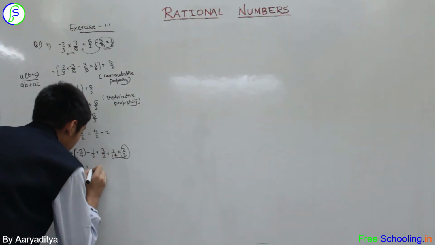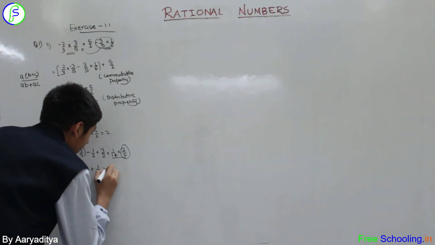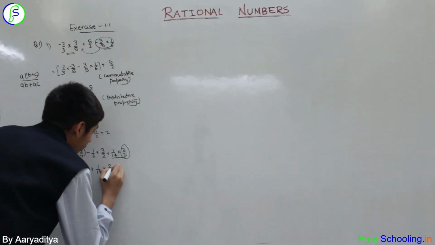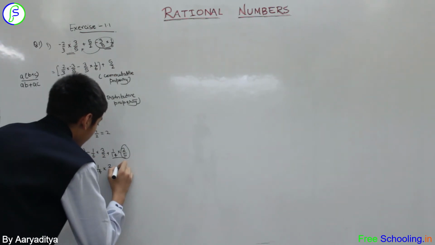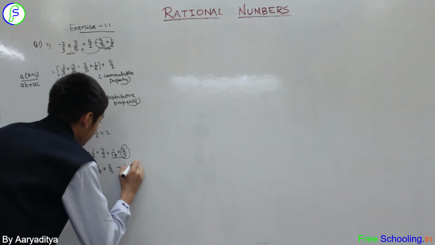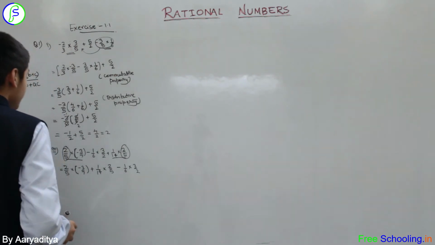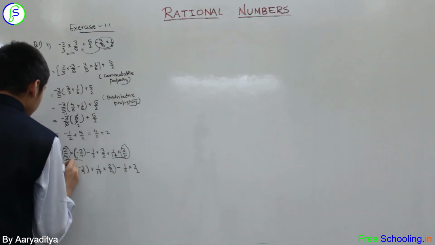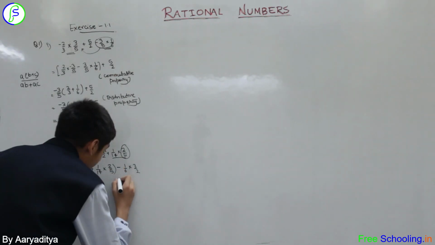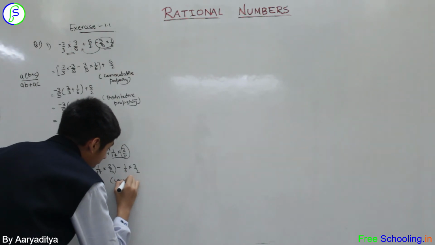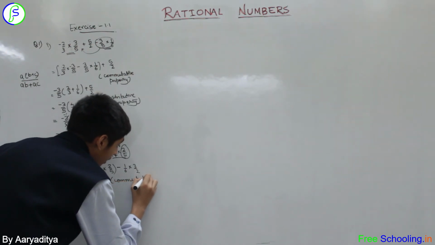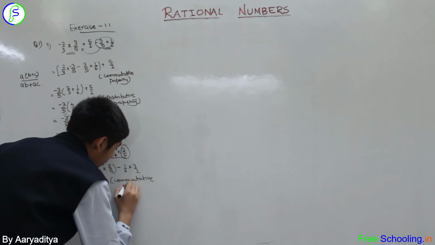Then we have a positive sign, so we will be writing it out like this, plus 1 by 14 into 2 by 5, and then at the last we are left with minus 1 by 6 into 3 by 2. Let me take this one in brackets again. This was commutative property.